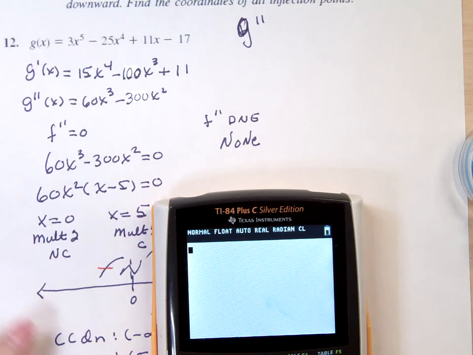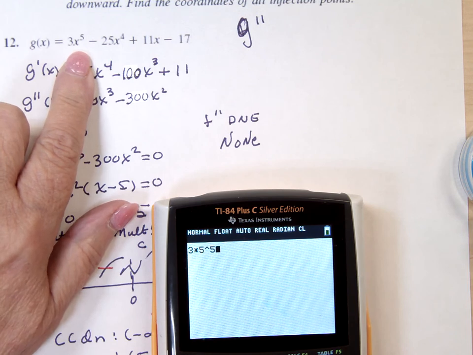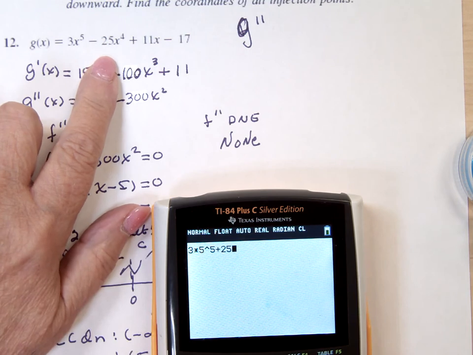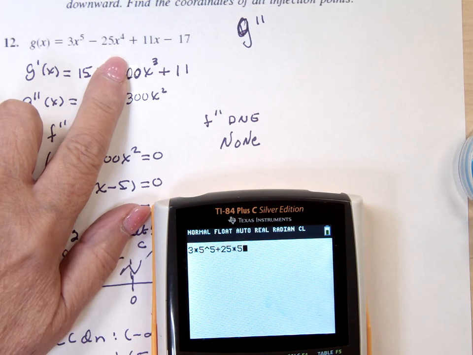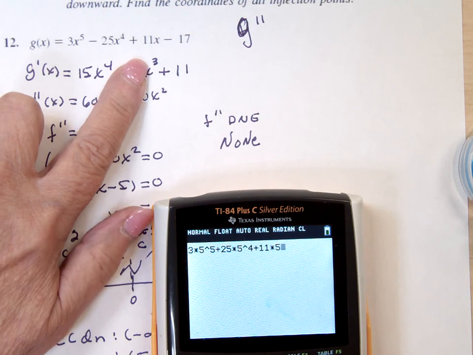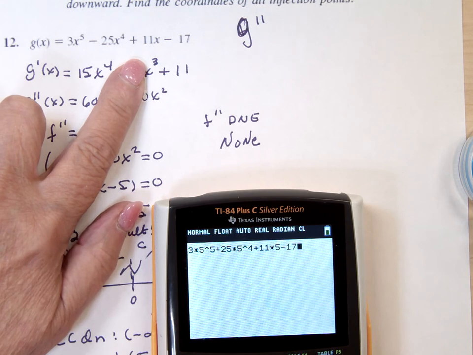I want to put in 5, so x equal 5. It would be 3 times 5 to the 5th minus 25 times 5 to the 4th plus 11 times 5 minus 17. That's a different number than I got first hour.